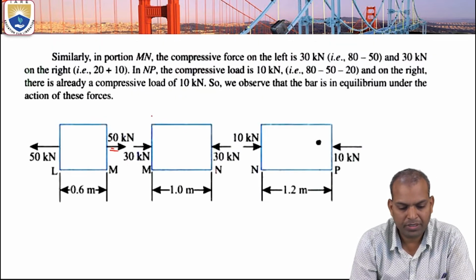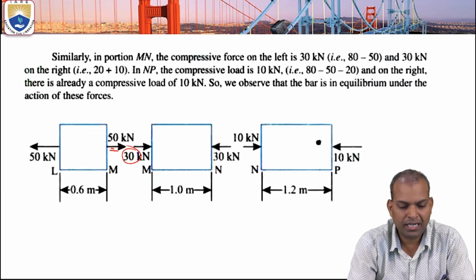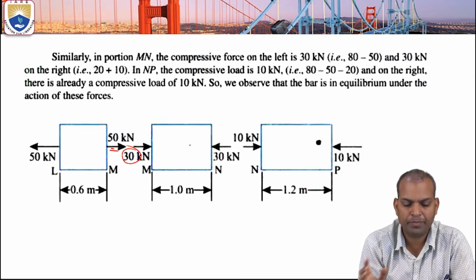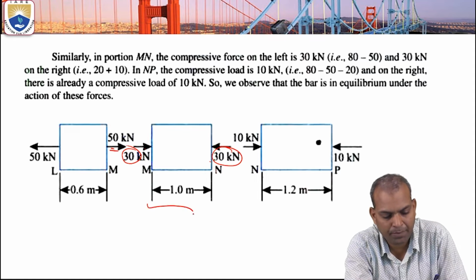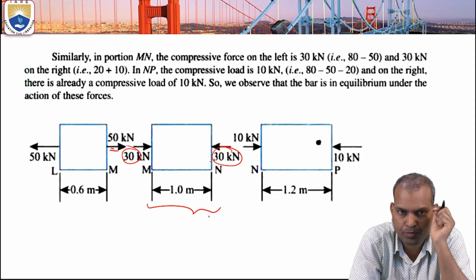Okay, 30 becomes compressive. Now on the right side, how much is there? We have to add the sum of 20 plus 10. That is 30, and 30 under compressive. That is for the MN portion. The next portion is the NP portion.